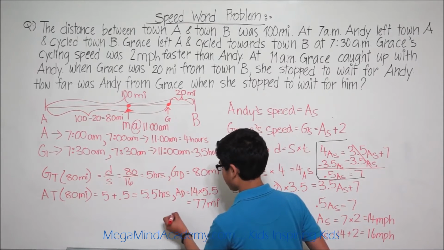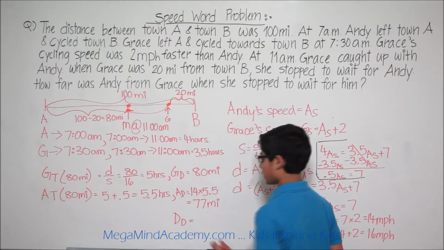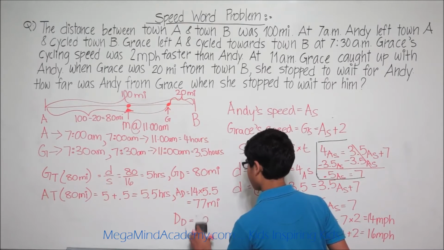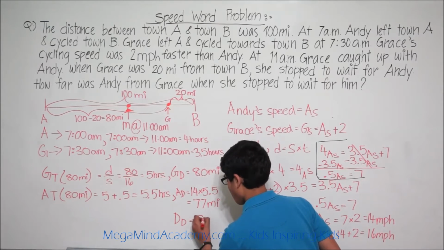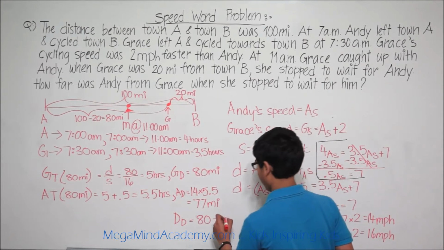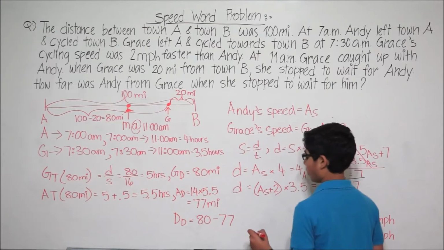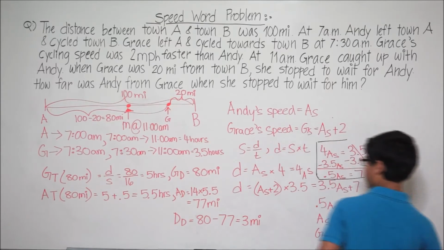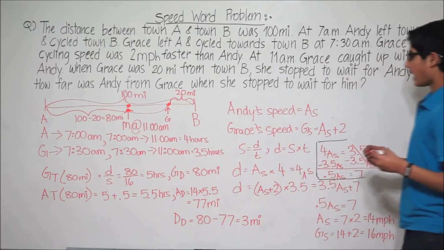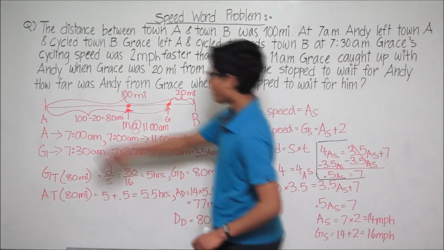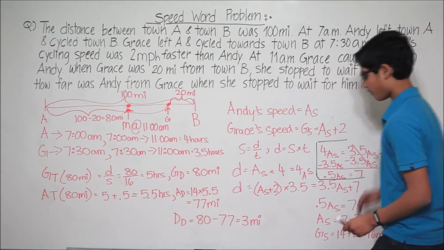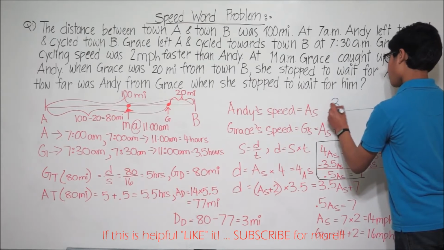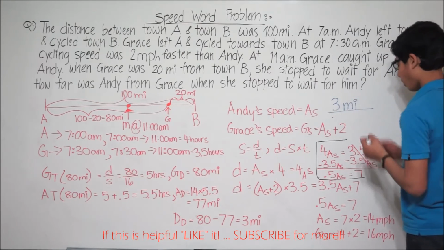So let's find the difference in the distance. So the difference in the distance is equal to 80 miles minus 77 miles, which is equal to 3 miles. So, the answer to this problem, which is how far was Andy from Grace when she stopped to wait for him, is Andy was 3 miles away from Grace when she stopped to wait for him.